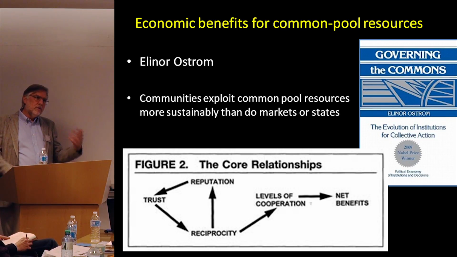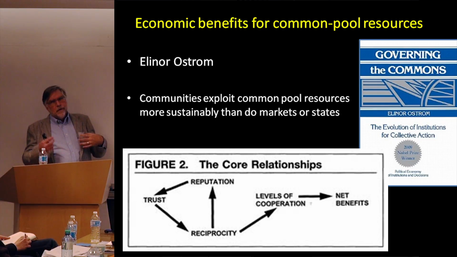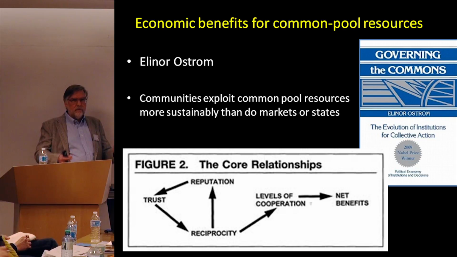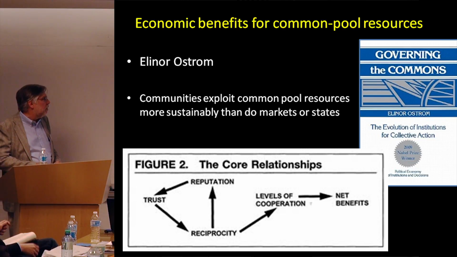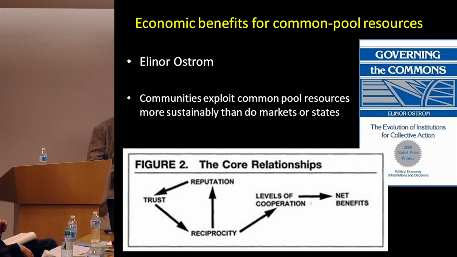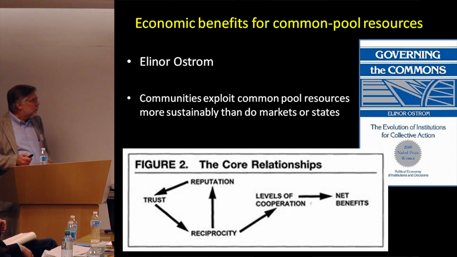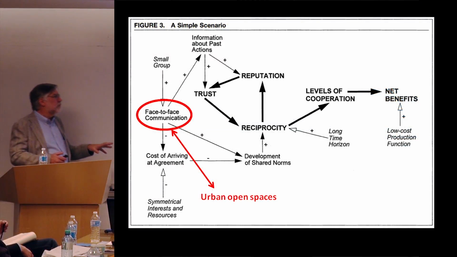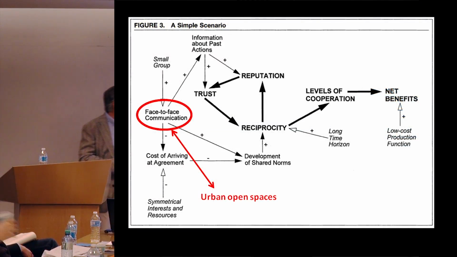So she and her research group have done a lot of ethnographic studies of how local groups manage irrigation systems and fisheries and forests and so on. And how do they do this? Well, this is her core relationship. The reciprocity, trust, reputation leads to cooperation and leads to benefits. And this is a larger version of her model. I don't want to spend a lot of time on this. This is the core area here.